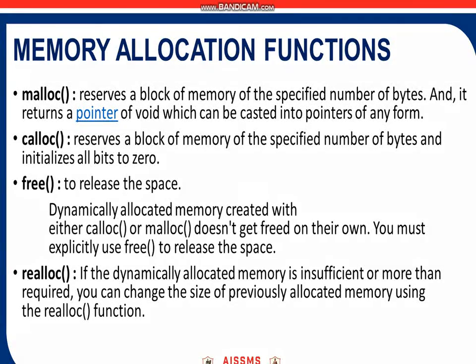The second one is calloc, which reserves a block of memory of the specified number of bytes and initializes all bits to 0. So one difference between malloc and calloc is that malloc doesn't initialize the bits to 0, but calloc initializes them to 0. Then the next one is free. Free is used to release the space allocated by malloc and calloc. Dynamically allocated memory created with either calloc or malloc doesn't get freed on its own, so you must explicitly use free to release that space.